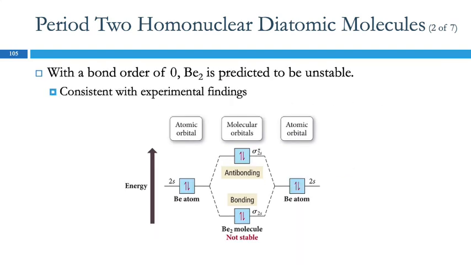And here's beryllium-2. So this beryllium has 2 valence electrons. Beryllium over here has 2 valence electrons. Again, combining s orbitals, we get an anti-bonding orbital and a bonding orbital. And we put the electrons in here, 1, 2, 3, 4. Now we see that there's equal anti-bonding and bonding. So I take 2 minus 2, and that gives me 0.